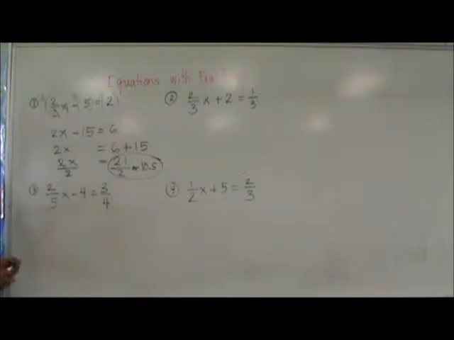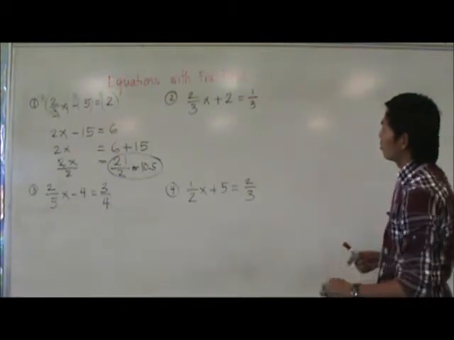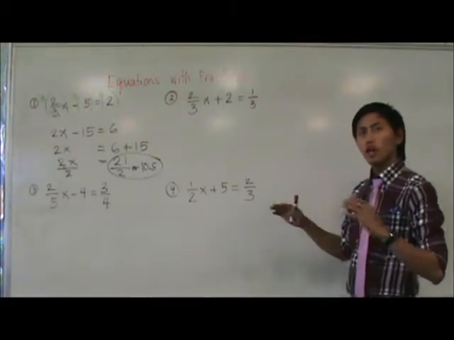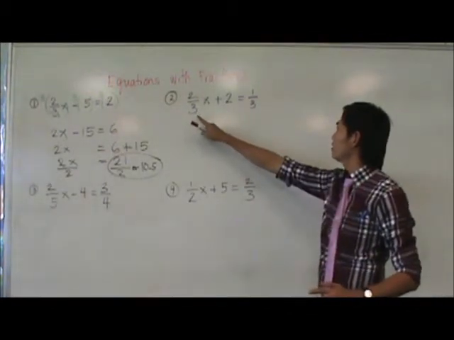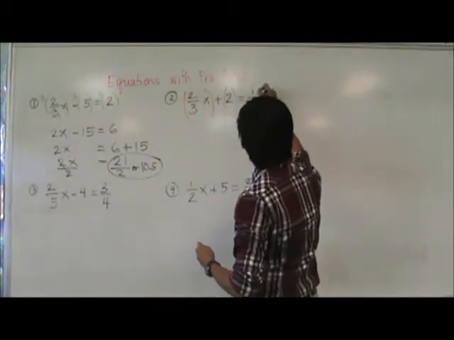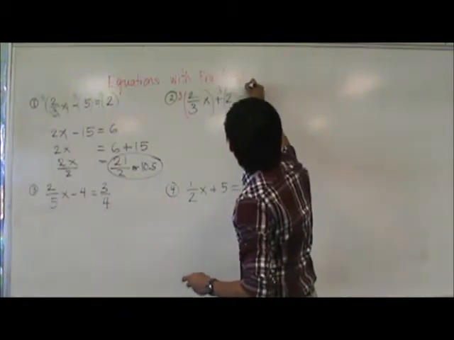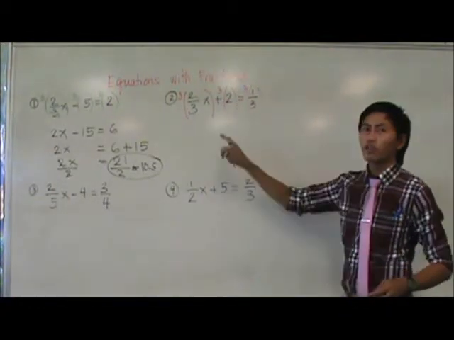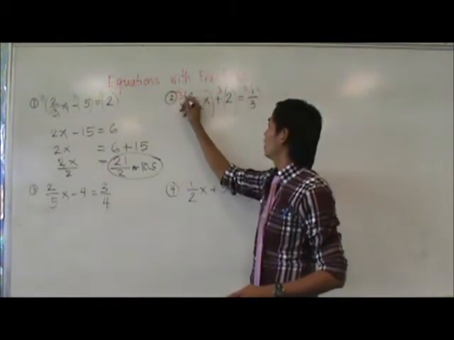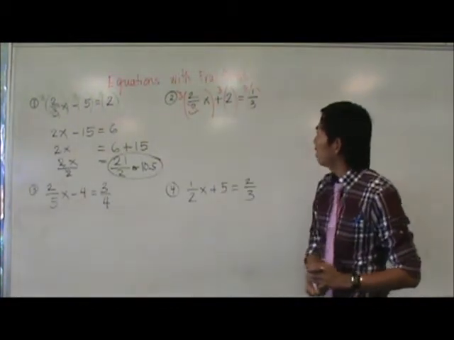Now let's move on to problem number 2. For number 2, we have two fractions. We have 2/3 and 1/3. But it should not be a problem because they have the same denominator. So still the same rule. You hate the fractions, so get rid of them by multiplying every term by the denominator 3, so we can get rid of that nasty denominator 3. I hate it.